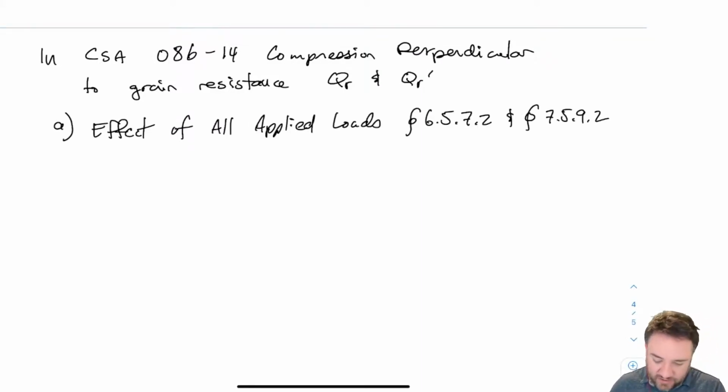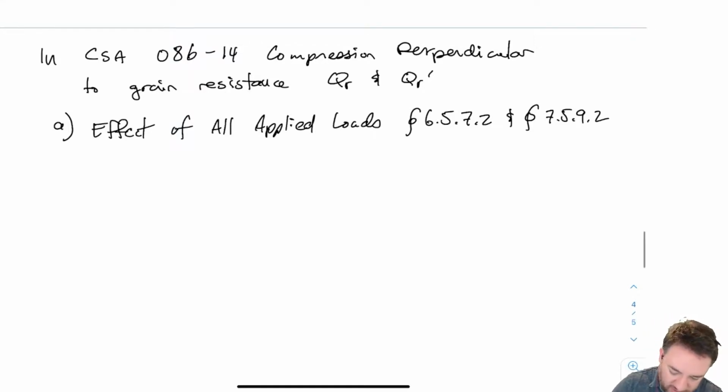So in the standard, it comes up with 2 perpendicular to grain resistances: QR, which is the effect of all applied loads, which we're going to look at, and then QR prime, which is the effect when we have the squeezing. So it's the effect of loads applied near a support. And the way that O86, the Canadian standard, treats this is the exact same for lumber and for glulam. So there's basically no difference between the two, except you're going to get your strength, FCP, from a different table, depending on whether you're doing lumber or glulam.